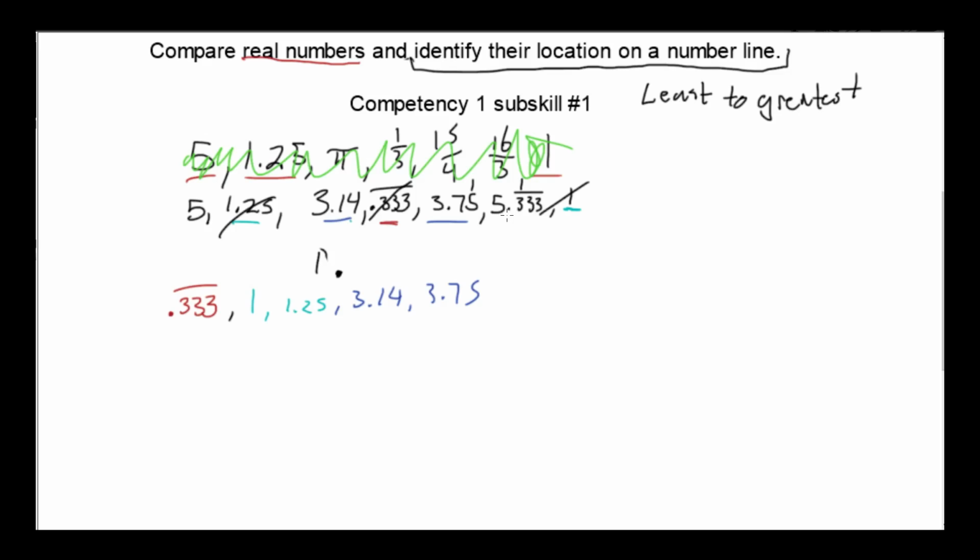And last but not least, we are going to look for anything 4 to the left. Nope. 5. We have 2. Well, 5.0 is definitely less than 5.333 repeating. So now we're pretty much there.